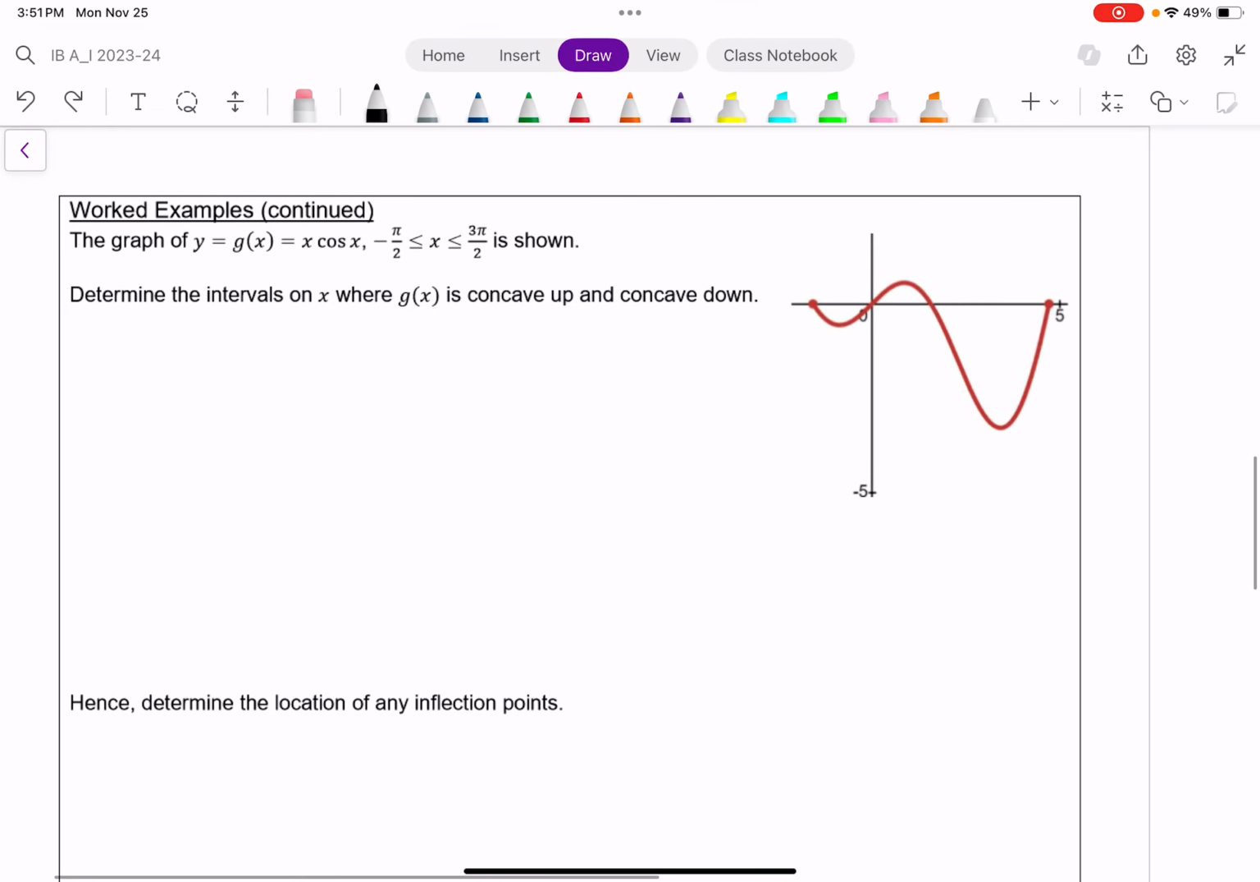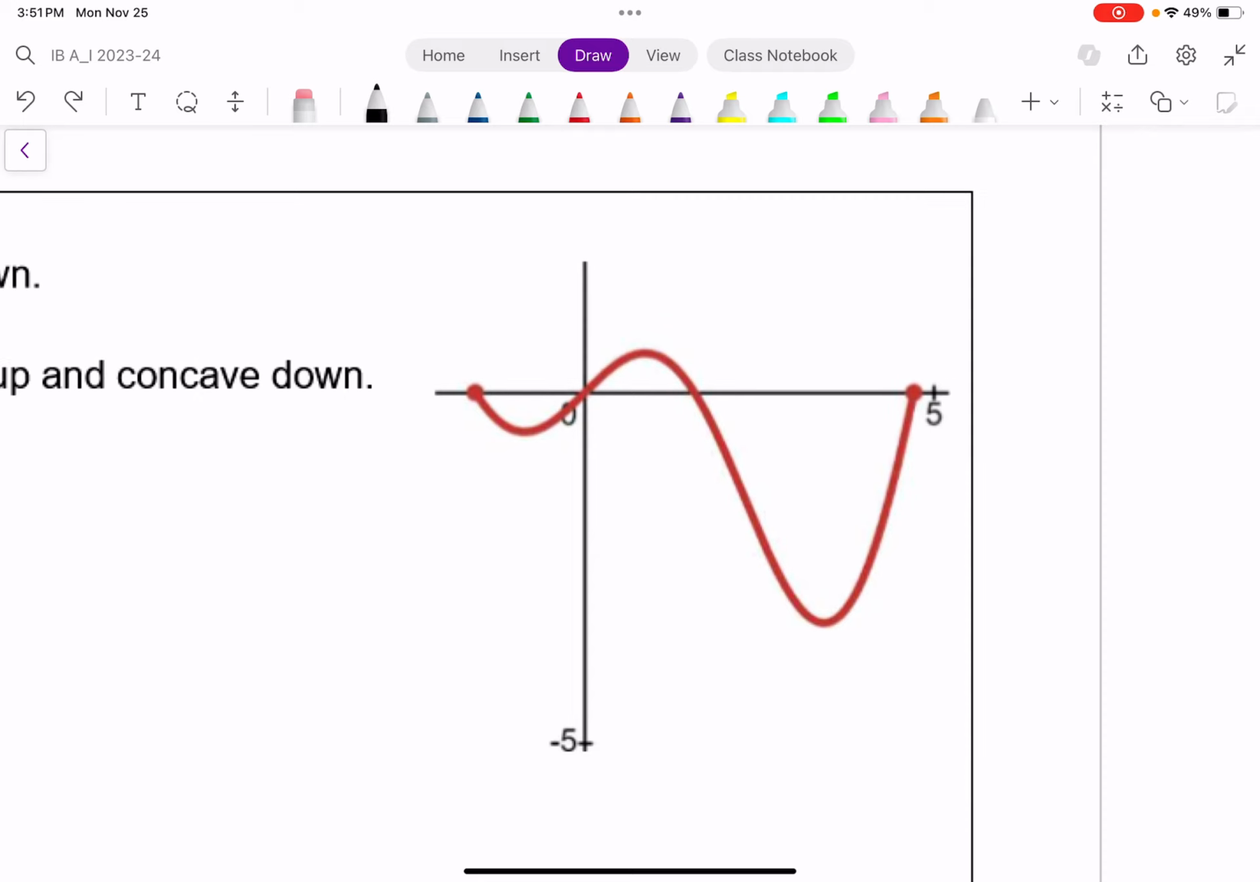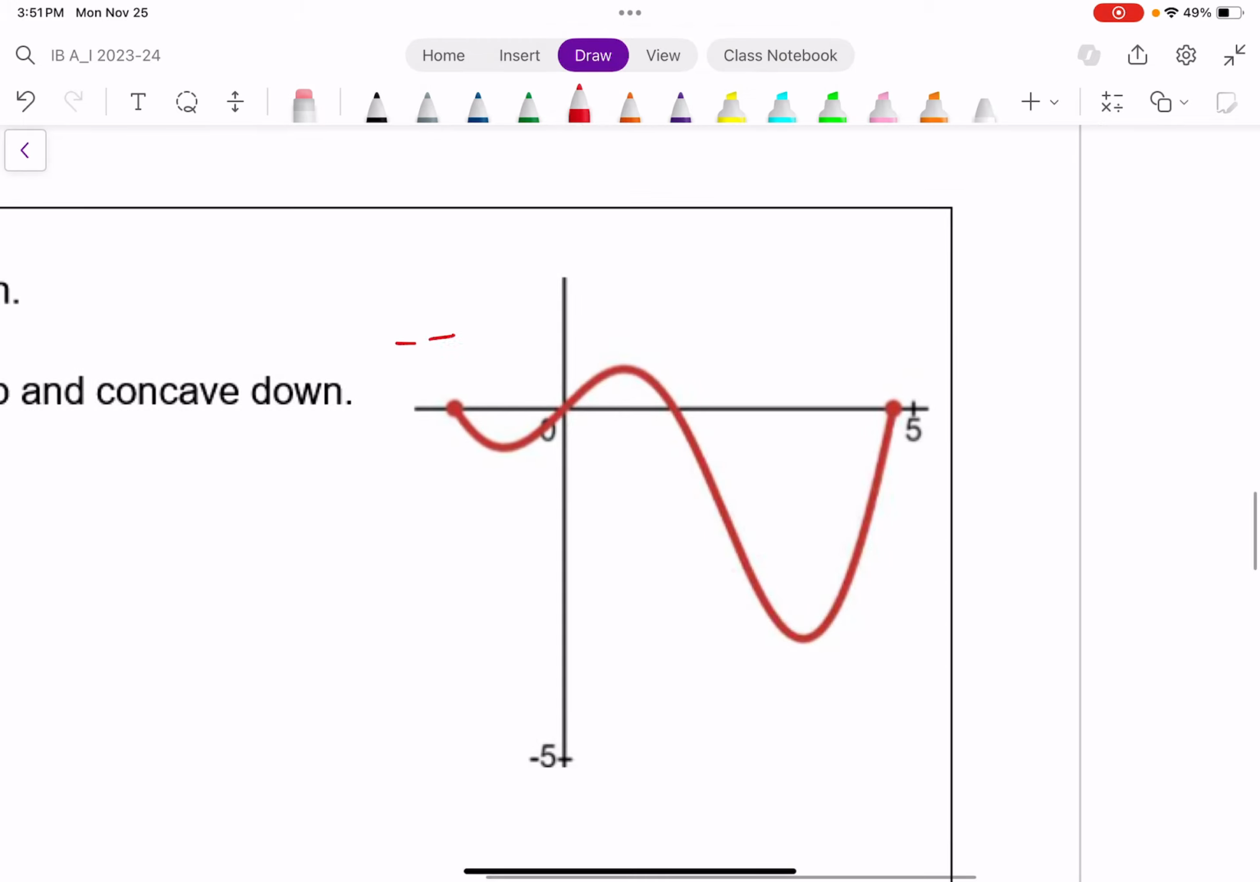Okay, so what I have here in red is a portion of x cos x, but it's only from negative pi over 2 to 3 pi over 2. So let me label that on here. So this is at negative pi over 2, and this is at 3 pi over 2.